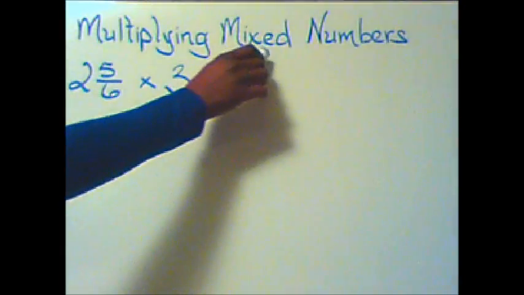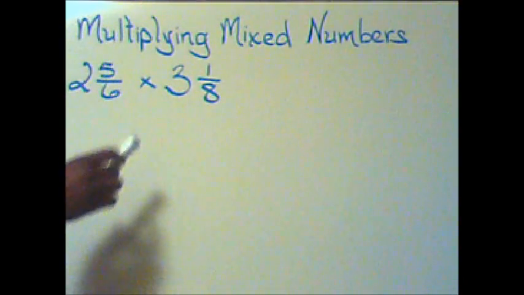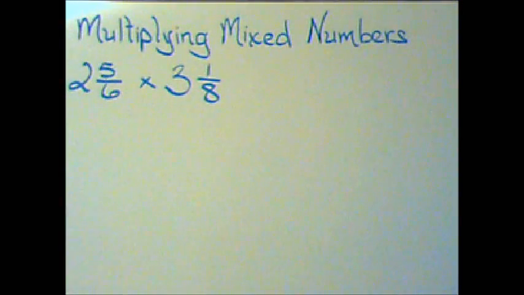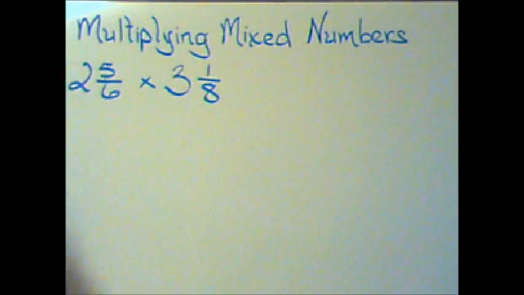Today we're multiplying mixed numbers. Our mixed numbers are 2 and 5/6 times 3 and 1/8. There are two ways that we can solve this problem. The first way we can solve this problem is by multiplying our whole numbers first.